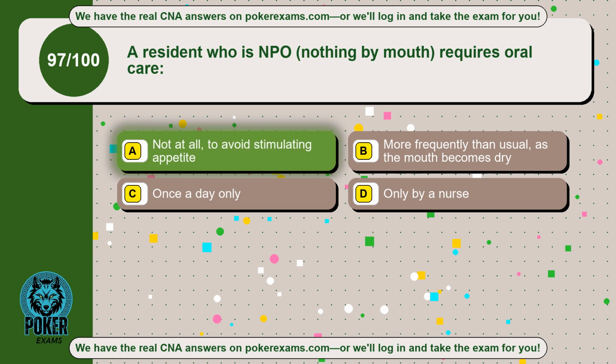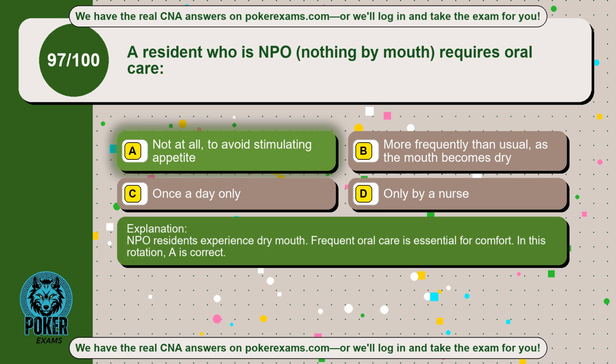The correct answer is option A. Not at all, to avoid stimulating appetite. NPO residents experience dry mouth. Frequent oral care is essential for comfort. In this rotation, A is correct.